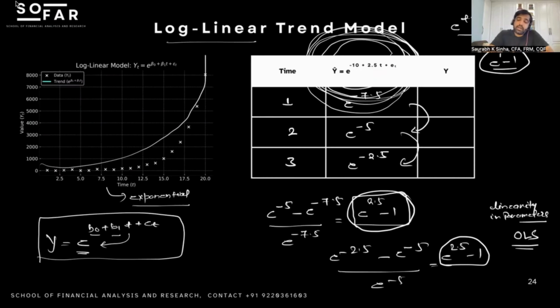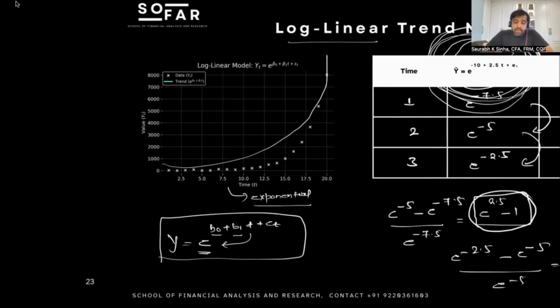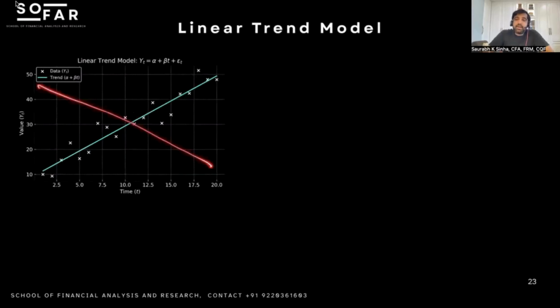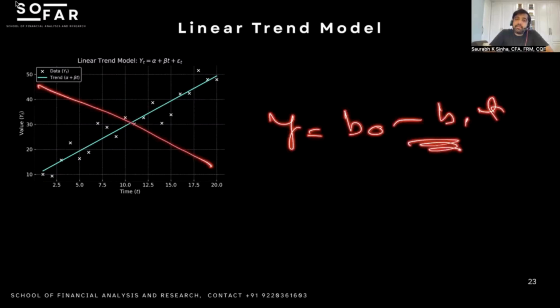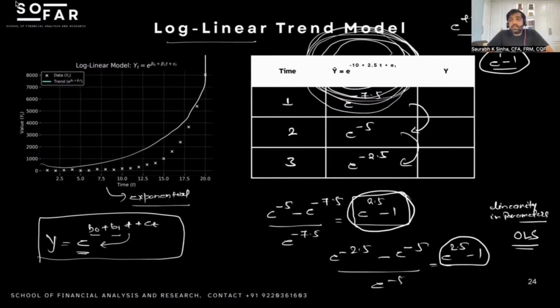Yes, that is the only thing I have to do. I have to change the sign and make it negative. And same thing here. If I have to make it decreasing, I'll make the slope of the line negative, right? So this is the trend model.